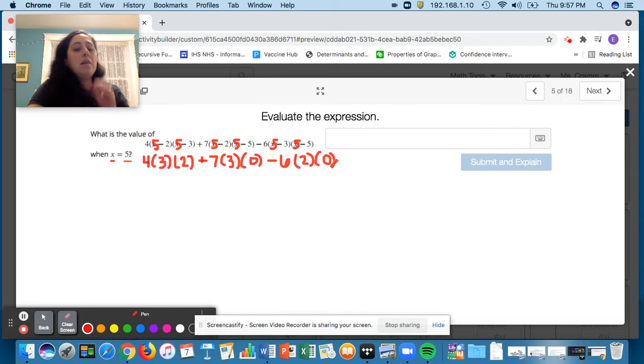Okay. I did see some people that were trying to distribute. And when you're evaluating, when they actually give you the variable, the first thing you should do is simplify anything in the parentheses. Okay. And then all the multiplication gets done next. The addition or subtraction, those would come last.